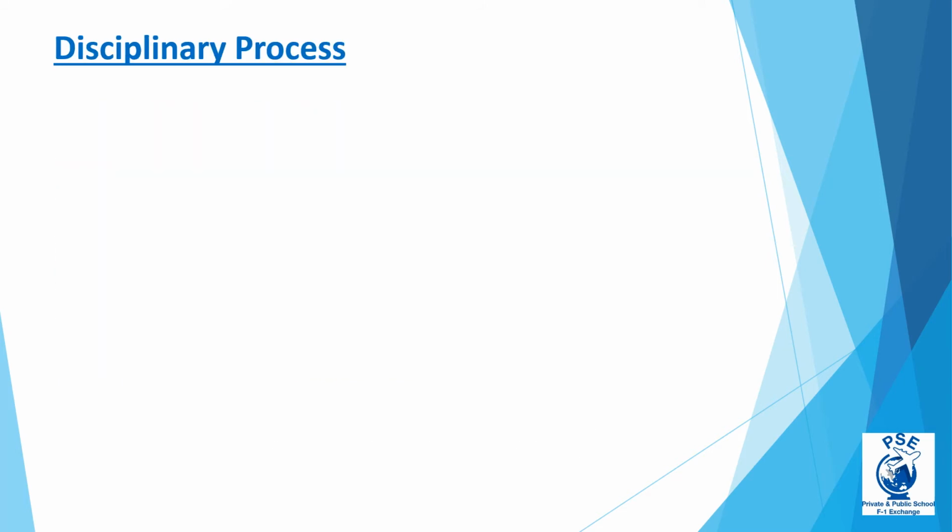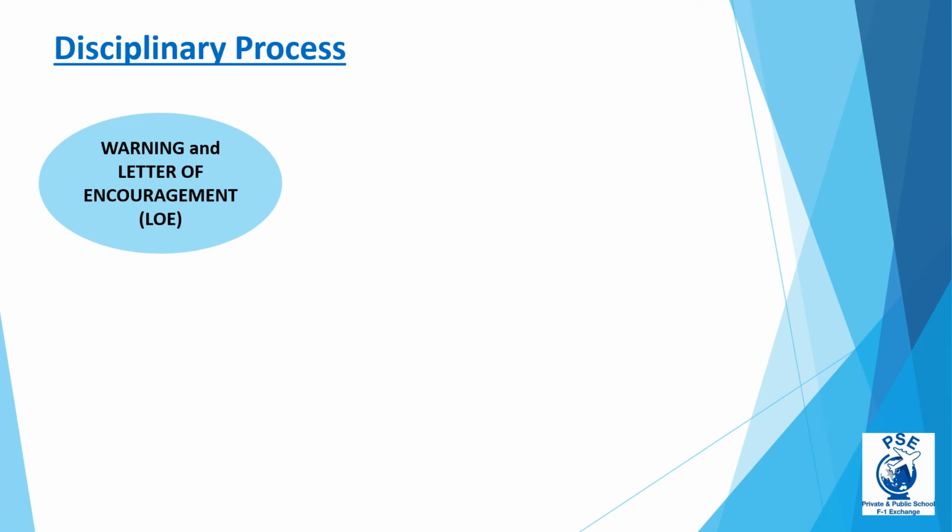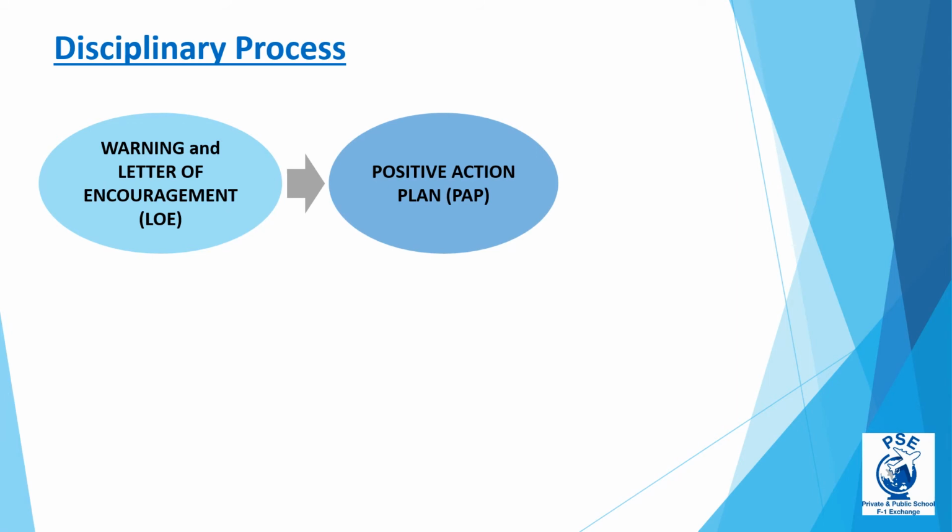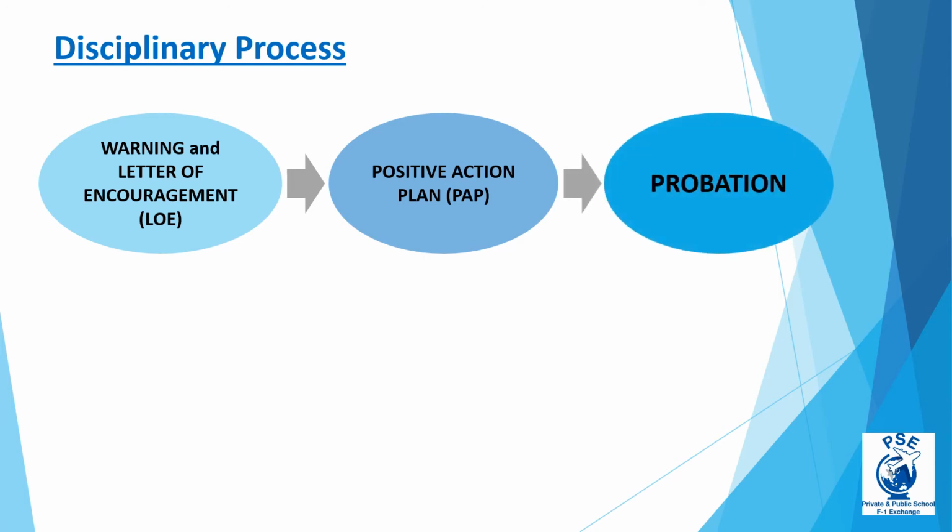There are essentially 3 steps to the disciplinary process with regards to behavior issues. First, the student will be given a warning and letter of encouragement, or LOE. Second, the student will be put on a positive action plan, or PAP. This is a notification of behavior which is compromising the quality of the program. Here, the student is notified of the unacceptable behavior and given goals to work on. Lastly is probation. The student is given a very strict set of guidelines to adhere to that will determine their eligibility to continue on the program.